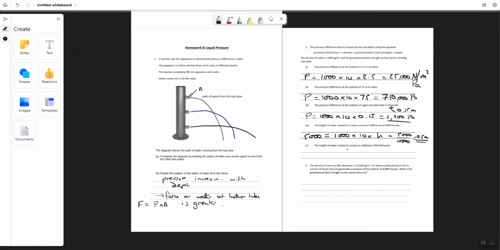The height of water needed to create an additional 100 kilopascals. 100 kilopascals, 100 kilo is 100,000. So we get 100,000 is equal to 1,000 times 10 times the height. If you do all that, you actually end up with h. It's got to equal 10.